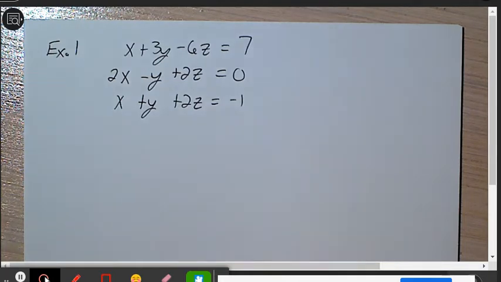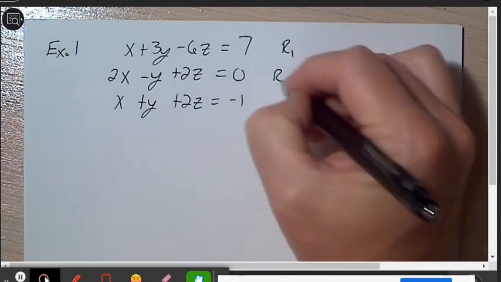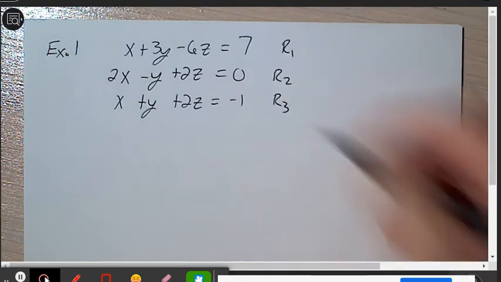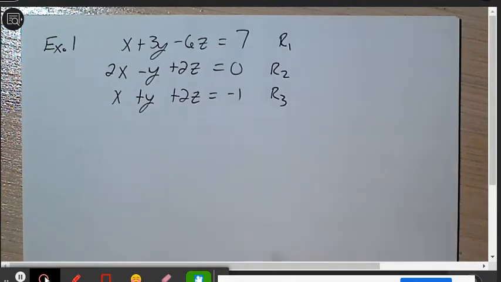Okay, so to stick with the method they're talking about, basically we're going to call this row 1, row 2, and row 3. If we were in Math 112, I would call this equation 1, equation 2, and equation 3 just because of the way the book is set up, but we're going to stick to the same thing that's here.